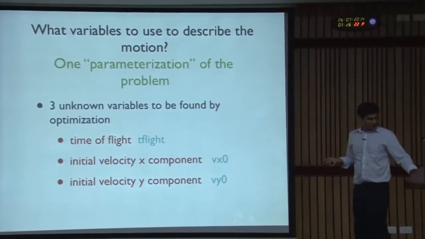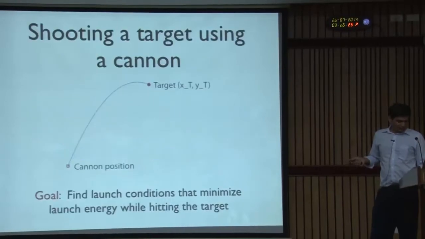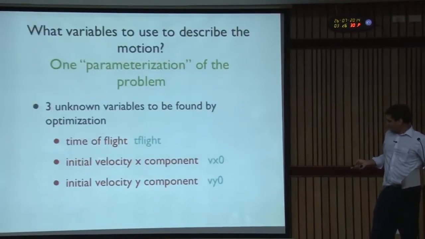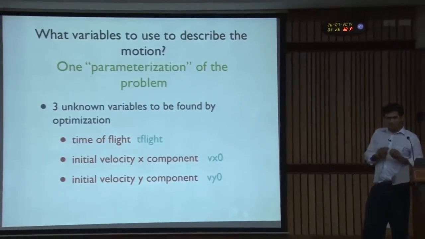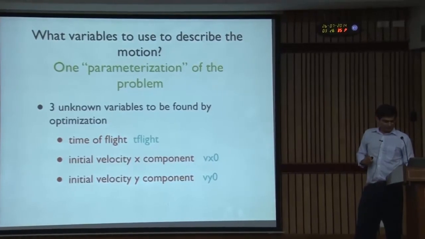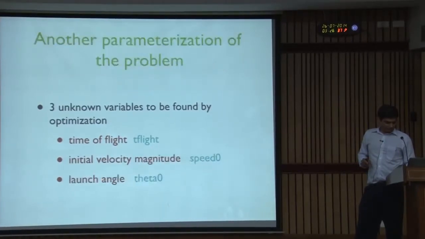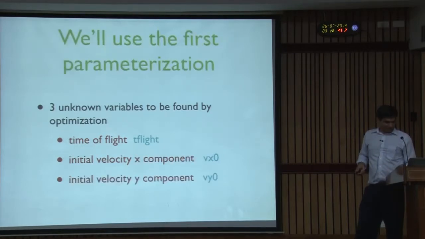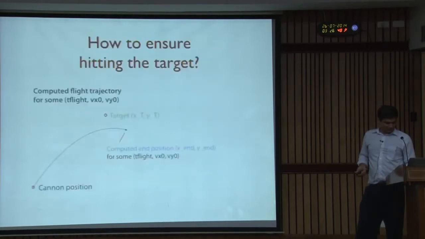We'll talk more about this in a second, and there are lots of different choices, right? So in this case, I'm going to choose these three. I'm going to choose, strangely enough, the time of flight for this trajectory, and then I'm going to choose the initial x velocity and the initial y velocity. Those are the three things. You could also have a different parameterization: time of flight, initial velocity magnitude, and then the angle if you want, but we'll use the first parameterization.